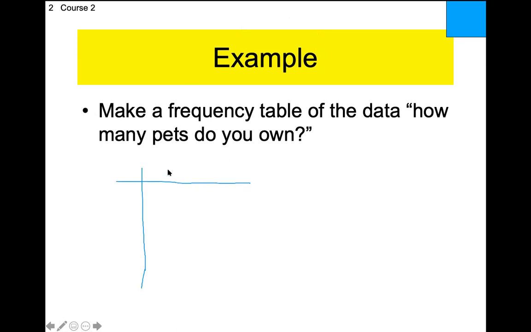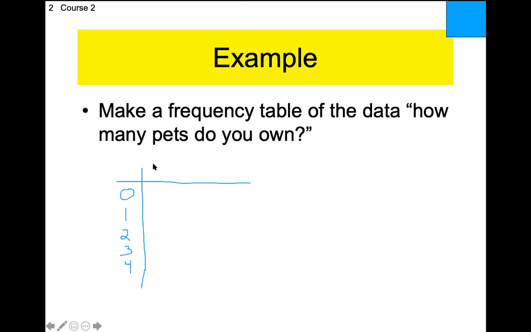A frequency table will first have the answers to your question. So we're going to ask how many pets. Some people are going to have 0 pets. Some people are going to have 1. Some are going to have 2, 3, 4. And then those kids with the outliers say, I have 26 pets. So let's just imagine that I asked 26 kids how many pets they own, all right?